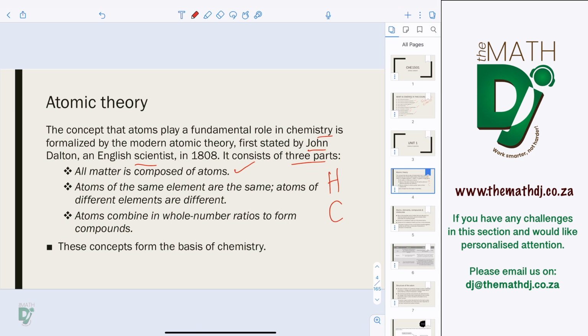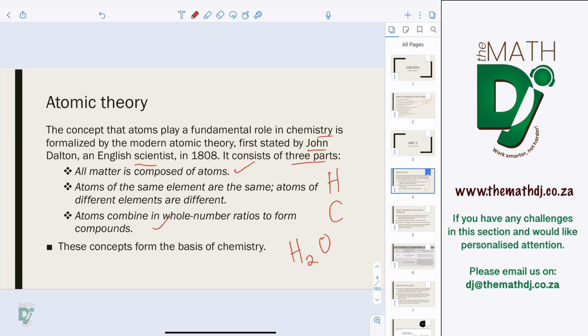So number 3, atoms combine in whole number ratios to form compounds. For example, water is H2O, 2 hydrogens and 1 oxygen. It means the formation of water requires 2 hydrogen and 1 oxygen. You cannot say I'm gonna have half water. No, it must be in whole number ratios.